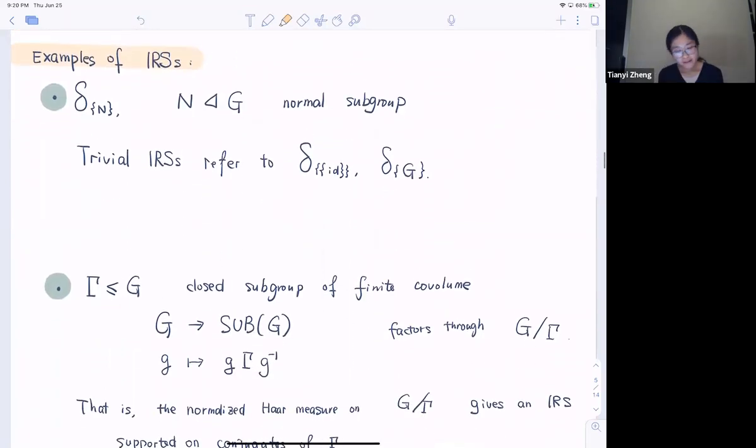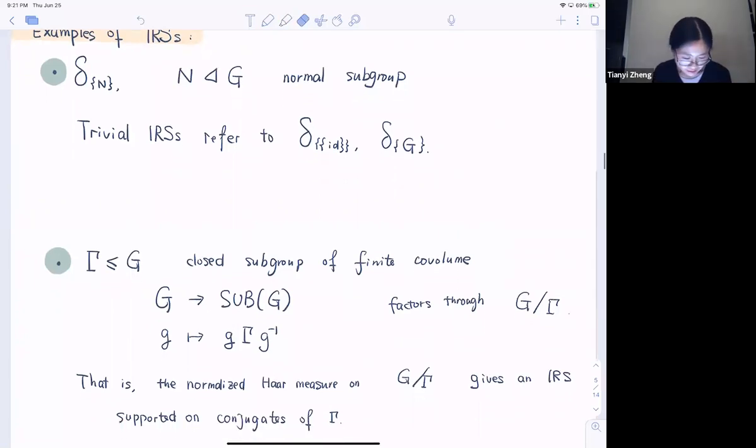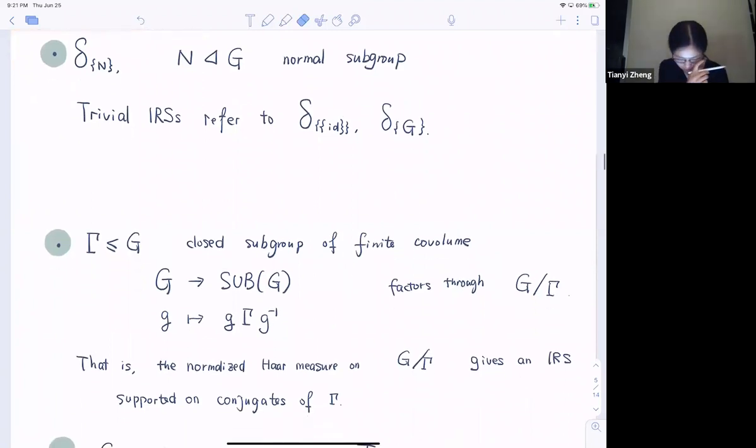So here are a few basic examples. You can put delta mass on normal subgroups because normal subgroups are invariant under conjugation. So you can just take this point and put delta mass on that. In particular, there are two very trivial ones. You can always put the delta mass on the trivial subgroup, and you can put the delta mass on the whole group. So these two are referred to as trivial IRSs that every group has. And this is the normal subgroups.